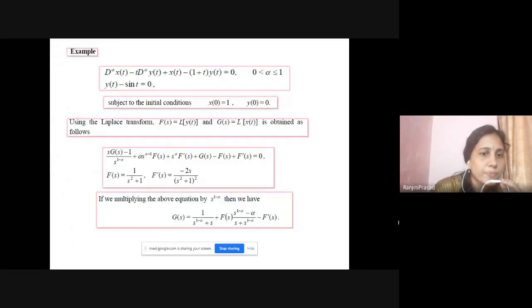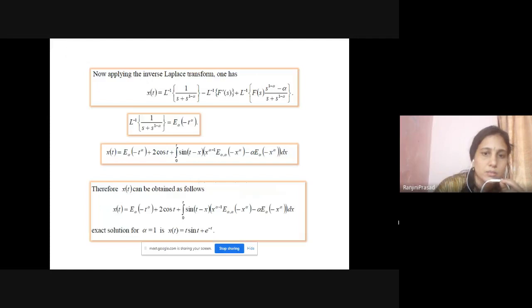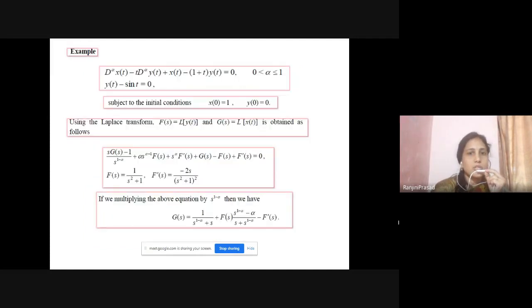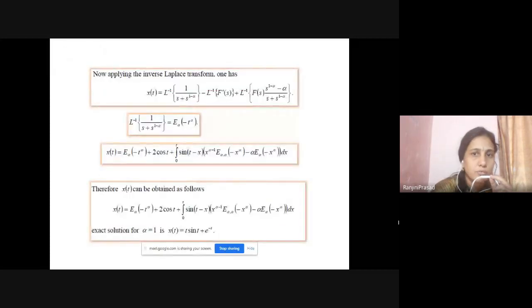Then F of s equal to 1 by s squared plus 1, and you will get F dash of s as minus 2s by s squared plus 1. So if you multiply the above equation by s power 1 minus alpha, you can find G of s also. So if you know F of s and G of s, then you can find out x of t. Here G of s is given, G of s is L of x of t. So x of t is L inverse of this. Using the inverse Laplace transform, you can find x of t, that is given.